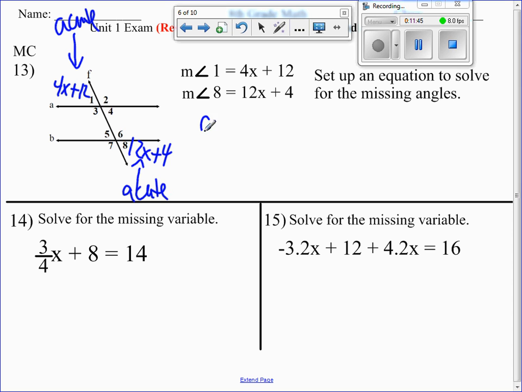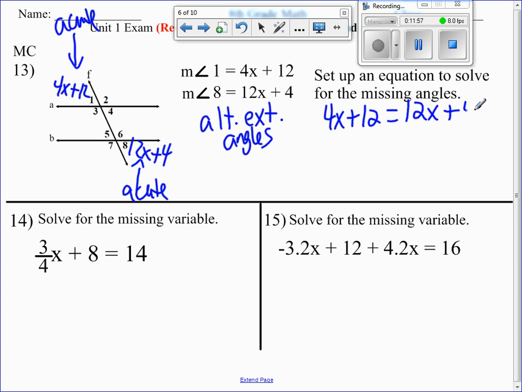1 and 8 are alternate exterior angles. So that makes them congruent. So let's set up an equation. 4x plus 12 equals 12x plus 4, because they are congruent, they are equal. Minus 4x from both sides. 12 equals 8x plus 4. Minus 4 from both sides. 8 equals 8x. Divide both sides by 8.